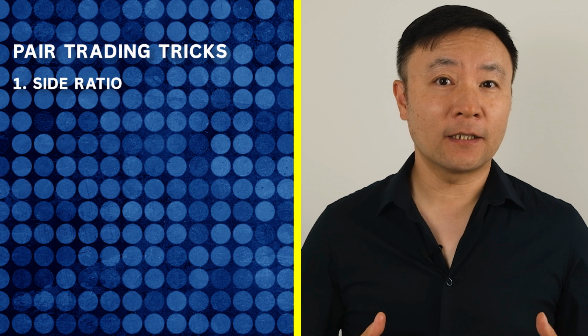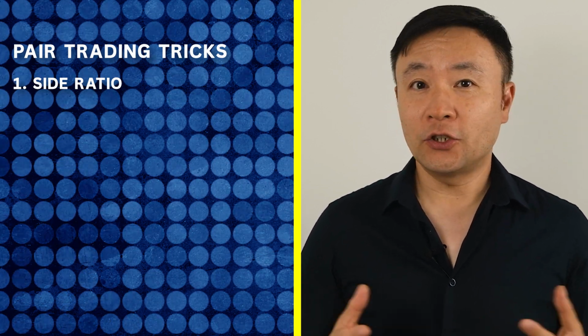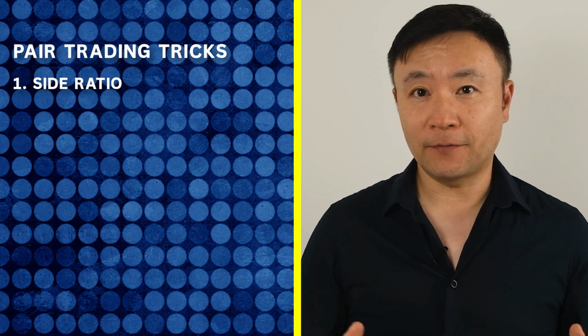Now that we've discussed various pair trading strategies, here are some tips to improve the profitability of your pair trading when you're using the GainTrade program. So the first trick is, when considering which pair to trade based on your risk tolerance, you should look at the side ratio of each pair.